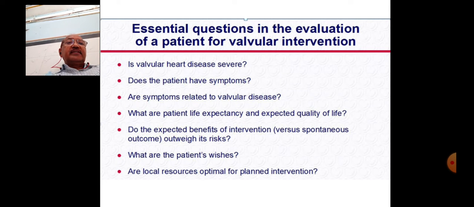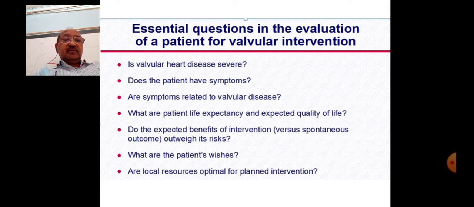Do the expected benefits of intervention versus spontaneous outcome outweigh its risk? And what are the wishes and preferences of patient? And are local resources optimum for the planned intervention? And if not, where your patient can be sent, where the optimal resources are available.